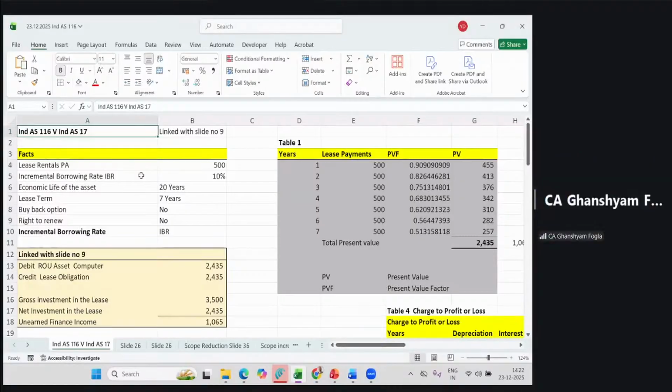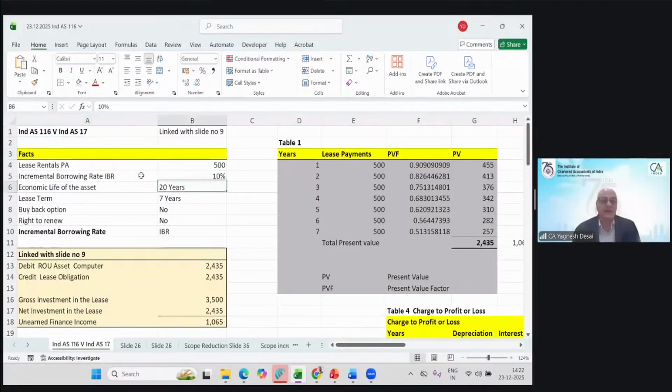Yes. Okay, thank you. Lease rentals are 500, the incremental borrowing rate is 10%, and the economic life of the asset is 20 years. Mind you, the lease term is only 7 years. This lease would have been recognized as an operating lease under the erstwhile Ind AS 17. However, under Ind AS 116, this lease qualifies as a lease. An entity has to recognize the ROU asset and the lease obligation.